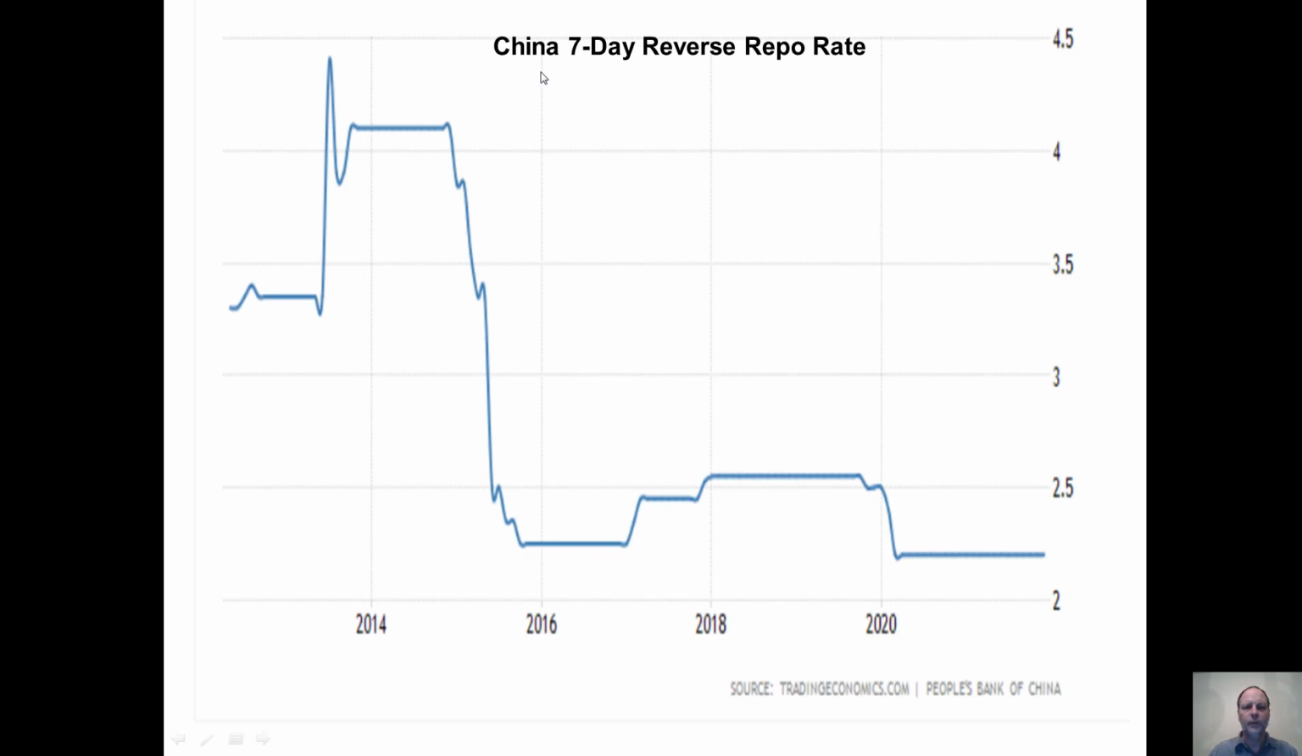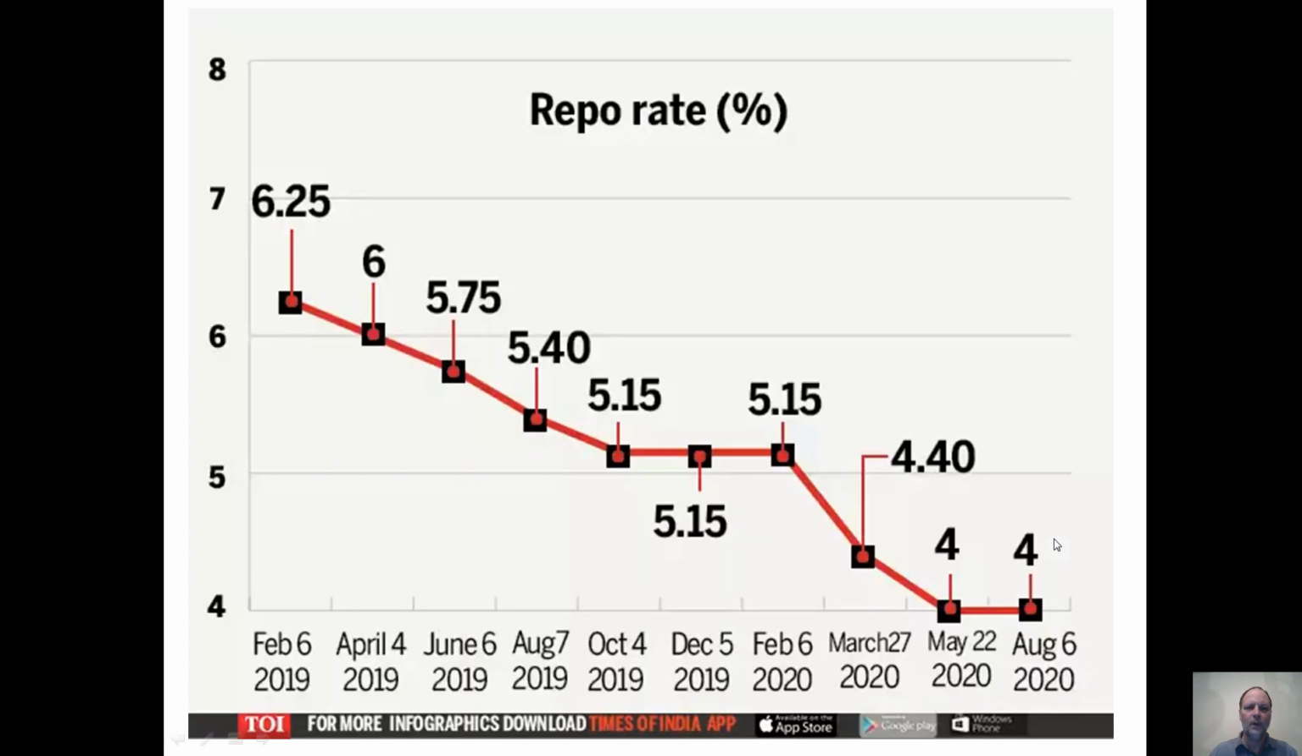The repo system is of course used in more countries than the United States and more debt instruments other than short-term T-bills. Here is the China 7-day reverse repo rate from around 2014 to around 2021, where it's ranged from a high of around 4.5% to between 2 and 2.5% today. Here's another example of repo rate, in this case in India, ranging from February of 2019 to August 2020, where it went down from around 6.25 to 4%.